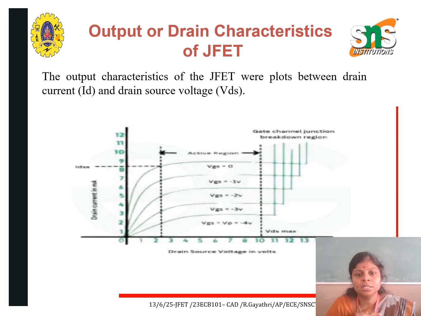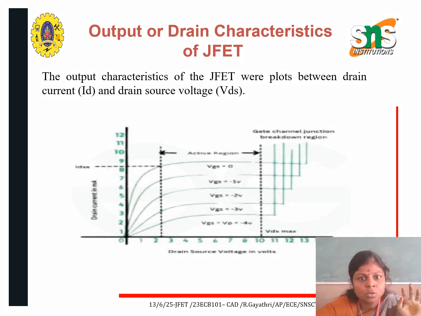Then discussing the characteristics, in the JFET there will be two characteristics. The first one is the drain or output characteristics, and the second one is the transfer characteristics. The drain characteristics are plotted with respect to VDS and drain current. When VGS is equal to 0, there will be three regions: saturation region, active region, and breakdown region. In the active region, the drain current becomes constant. In the breakdown region, when we are increasing the voltage, breakdown will occur.